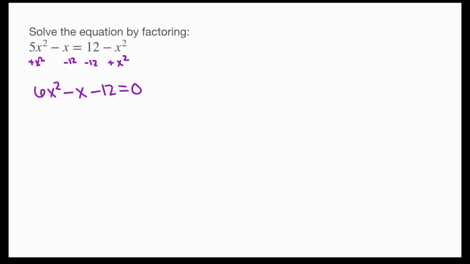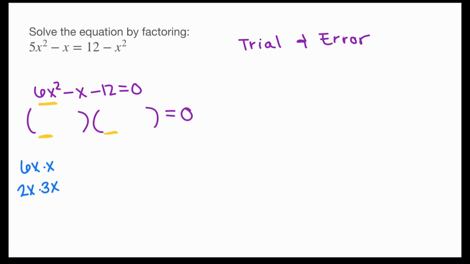And so there's 2 different methods that can be used in this particular case. The first method, the method that I actually like, is just trial and error. So we draw the 2 parentheses. We know that if the first term is 6x squared, we've got 6x times x is one possibility, or 2x times 3x is the other possibility. There's no other options. And so we really just have to guess and see if this works. So I'm going to try 2x and 3x first.